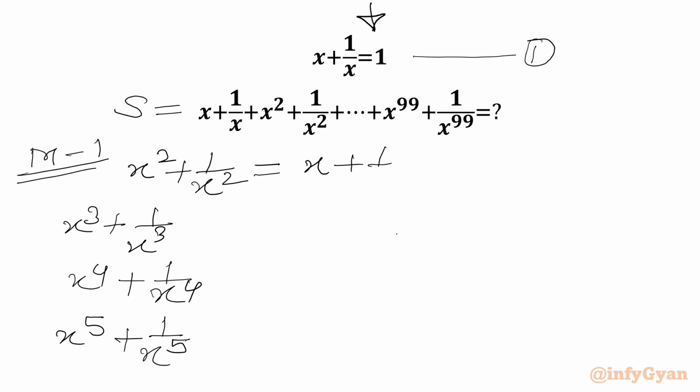So I will write here x square plus 1 over x square. Using algebraic identity, I can write x plus 1 over x whole square minus 2. x plus 1 over x is 1. So I will be writing 1 square minus 2, which will be equal to minus 1.